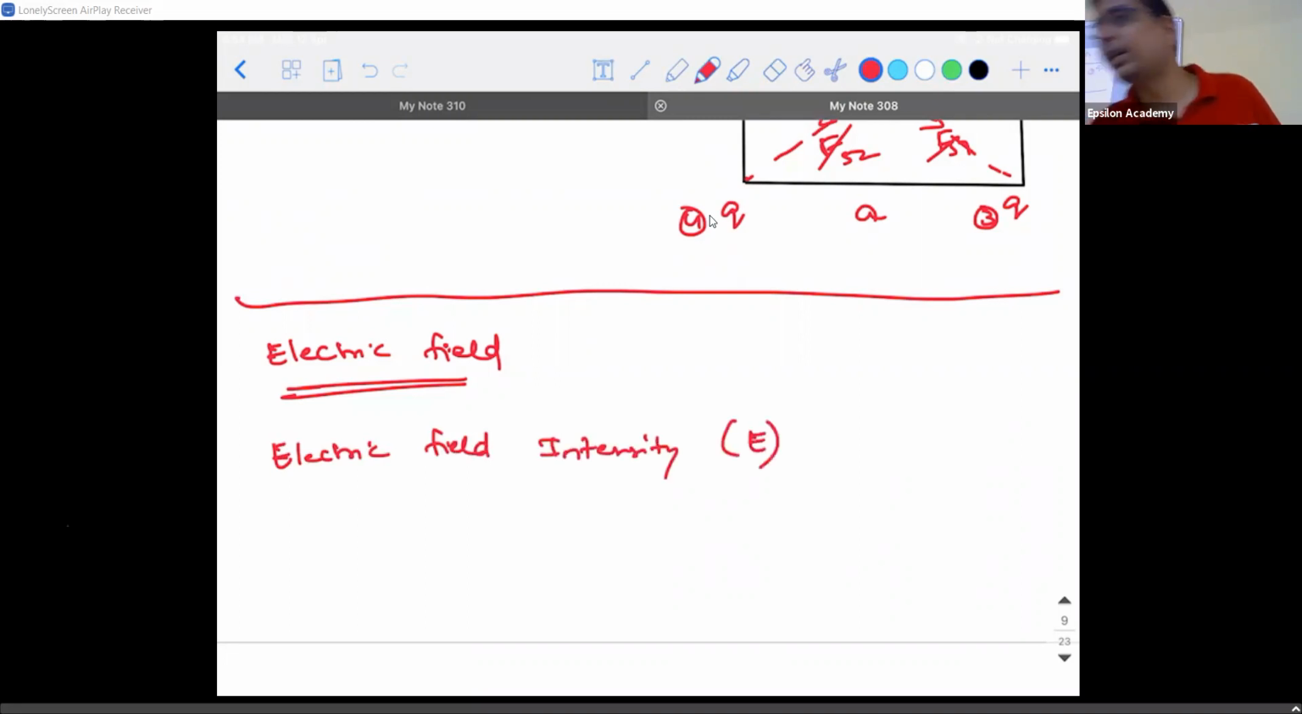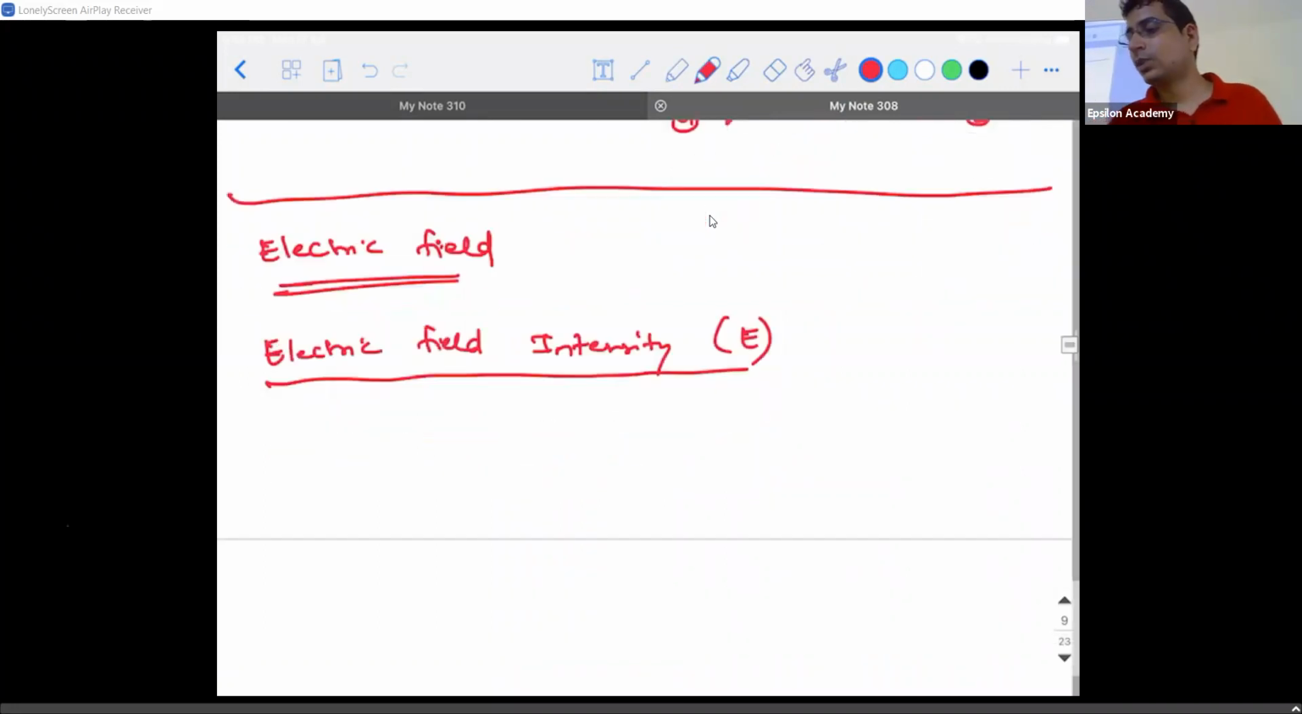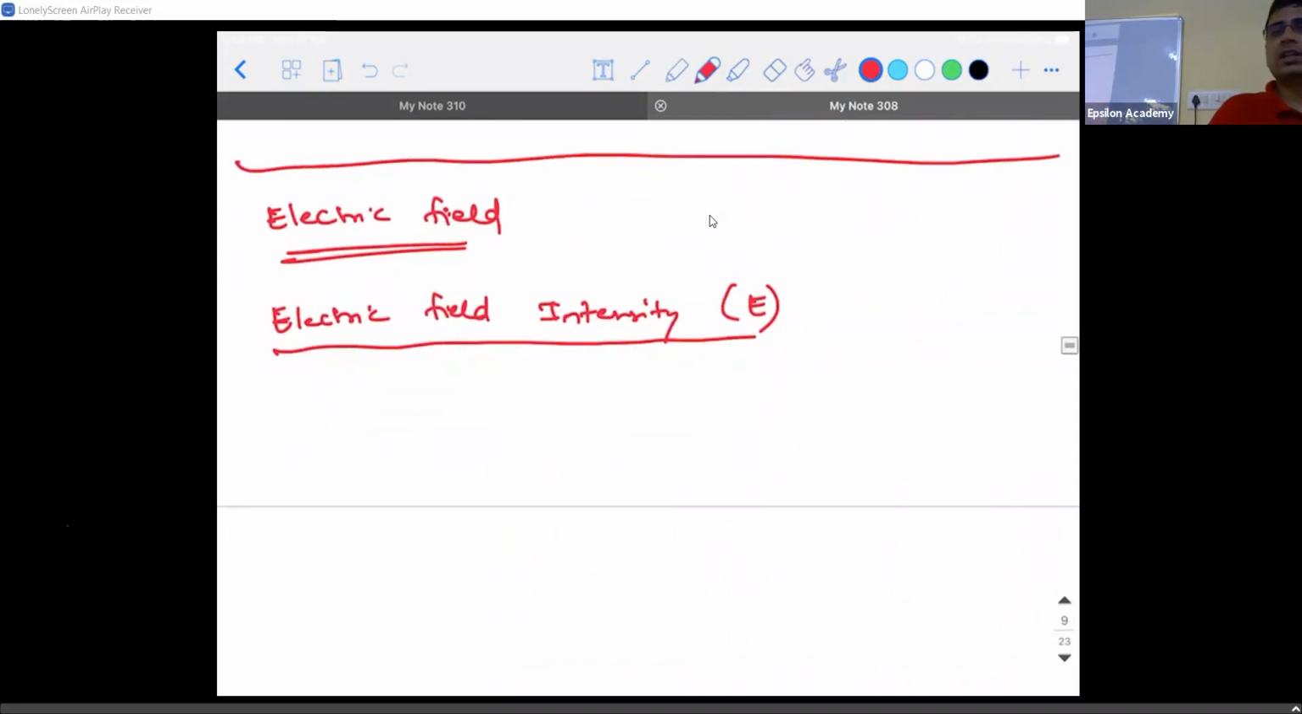So electric field intensity is represented by the symbol E. For you to understand electric field intensity, I need to introduce two terms. If I have a charge like this, a positive charge, a point charge for that matter, let's say its charge is Q.